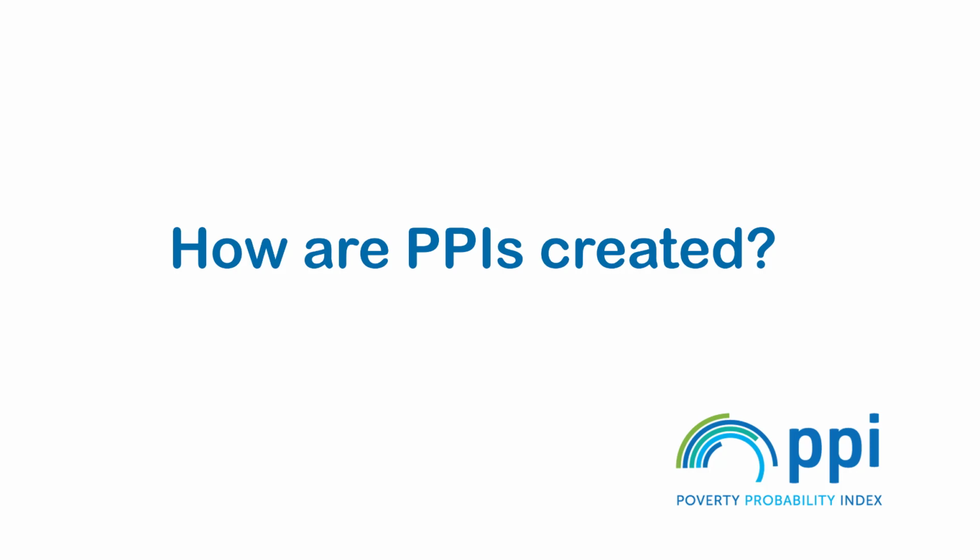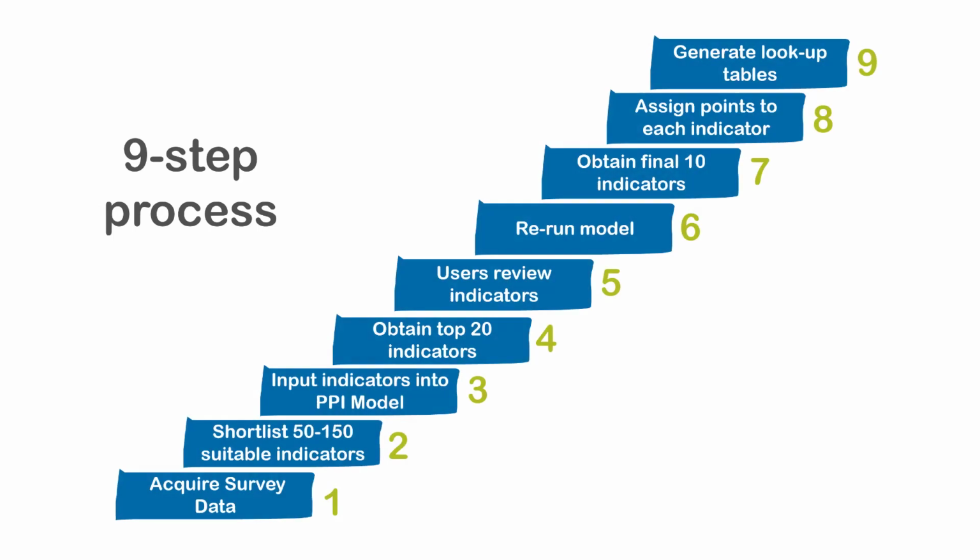And welcome to this video tutorial. In this tutorial, we will explain how PPIs are created. There are 9 steps involved in creating a PPI. Let us look at each of these steps in turn.